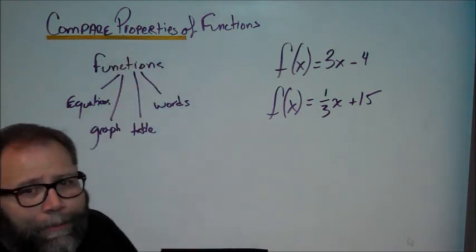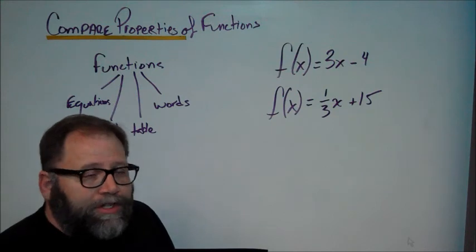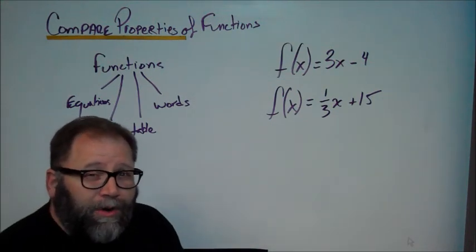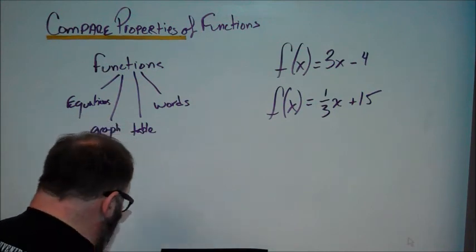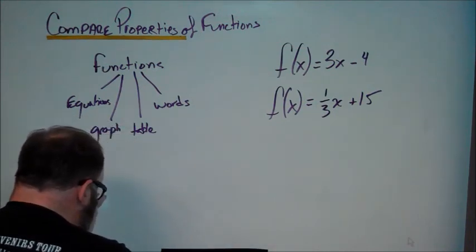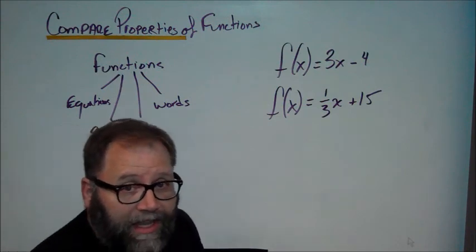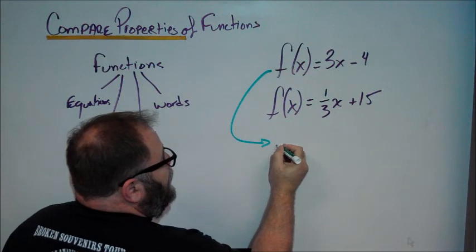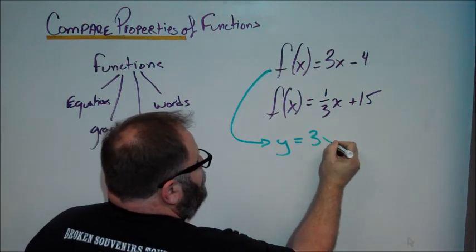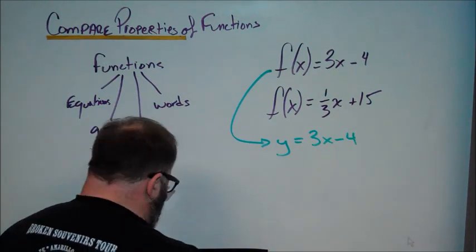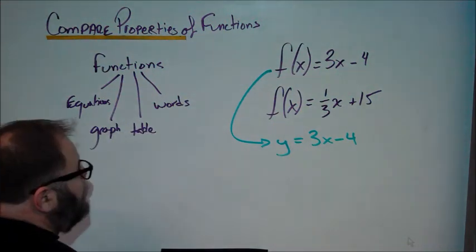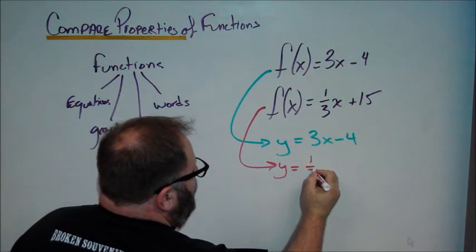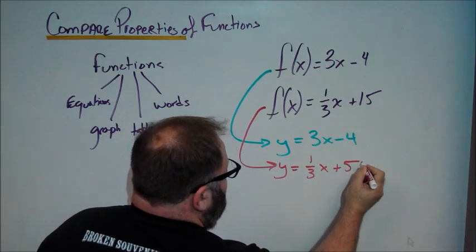Let's talk about what the word properties means. So we want the properties of functions. What I've written is two functions here that we could compare. Just a reminder, when we write functions out, we can also rewrite them as the linear equations that they represent. So I'm going to do that right now. Let's take this version right here, turn this into y equals 3x minus 4. And then the other one, let's rewrite as y equals 1/3 x plus 15.